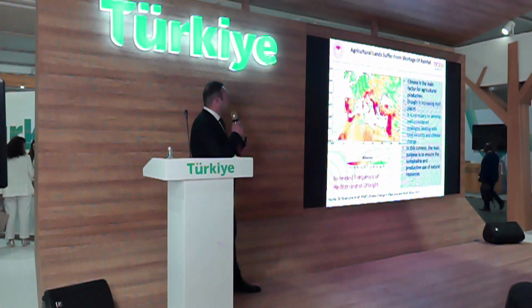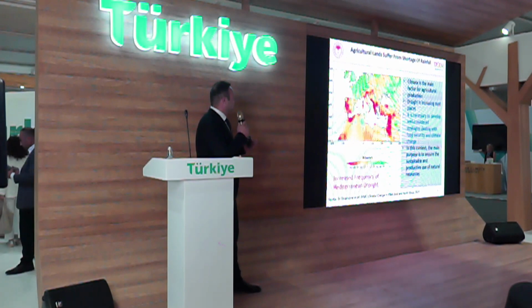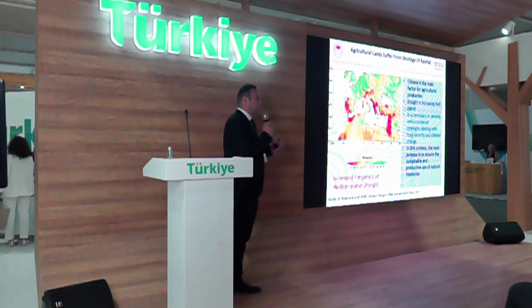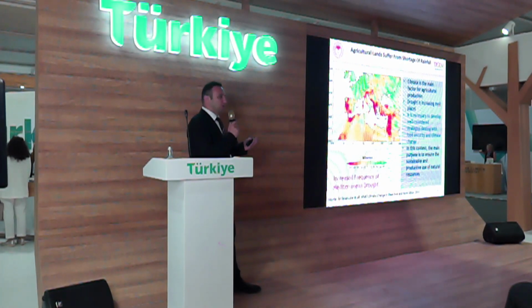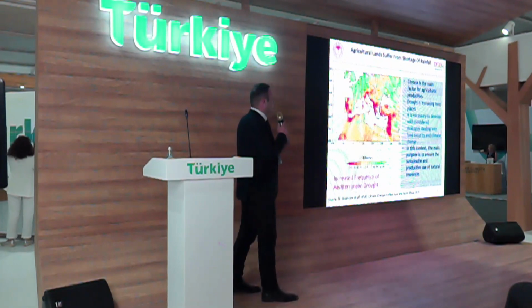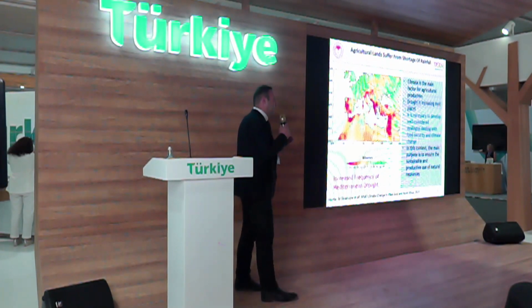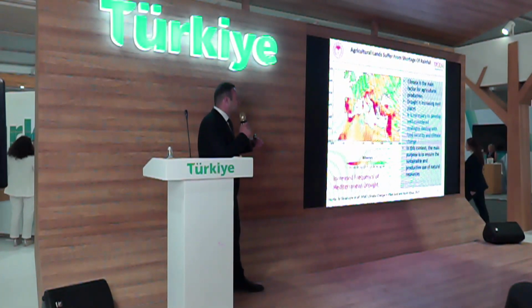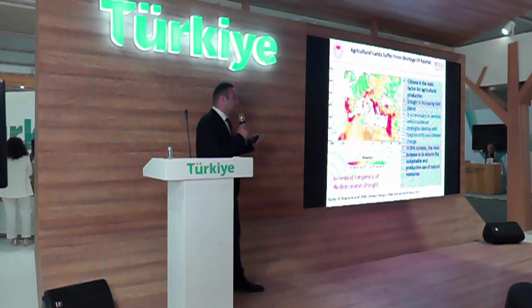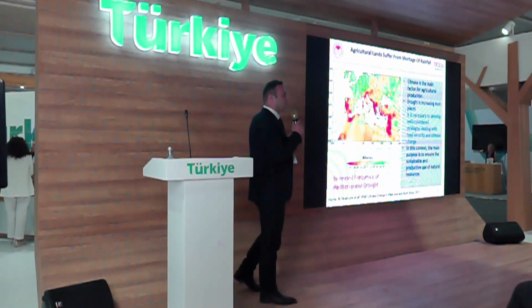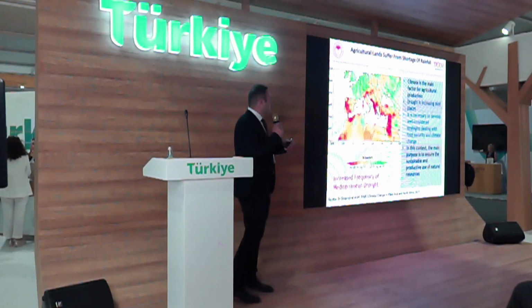Okay, and I will talk about agricultural land that suffers from the shortage of rainfall. This is the result of the climate change. As you know, it affects agriculture a lot. So it creates drought. Drought increases in most places in Turkey.